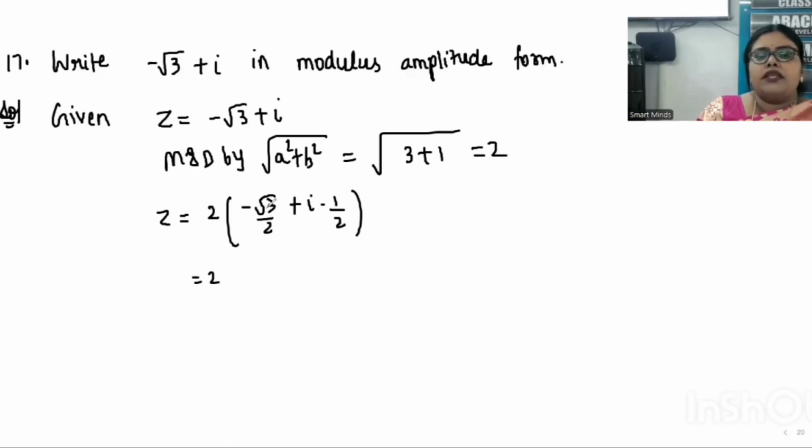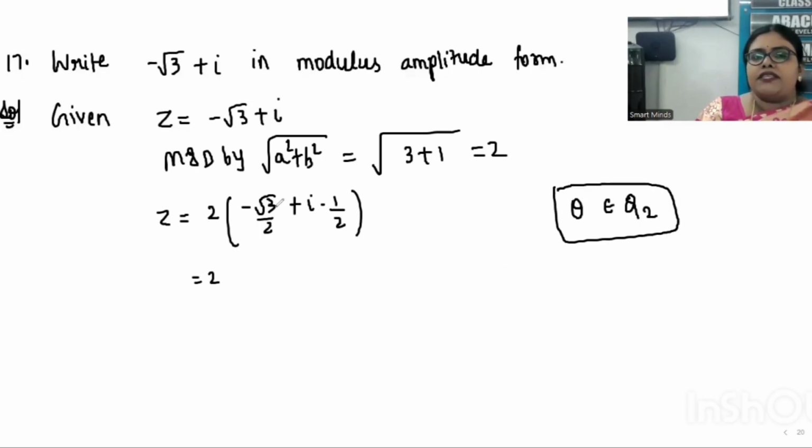So tell me, when is cos theta root 3 by 2? It is at 60 degrees. At 60 degrees it is root 3 by 2, and sine 60 is 1 by 2. But cos is negative and sine is positive. So when is cos theta negative and sine theta positive? In the second quadrant. So in the second quadrant it lies.